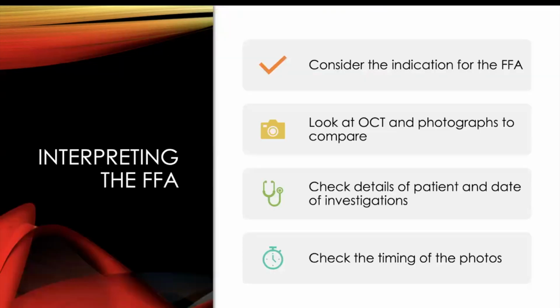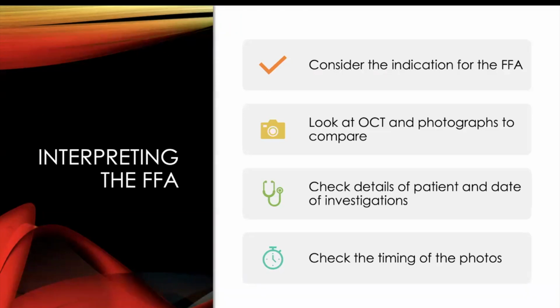So when you're interpreting the FFA, you want to consider what the indication was. Why did we do the FFA? Is this a patient who's inflammatory? Is this a patient, for example, who we have a poor view of the fundus and we want to know whether or not they are proliferative? Or is it somebody, for example, who has a CNV or someone for whom you need some further investigation to know exactly what's going on at a vascular level?